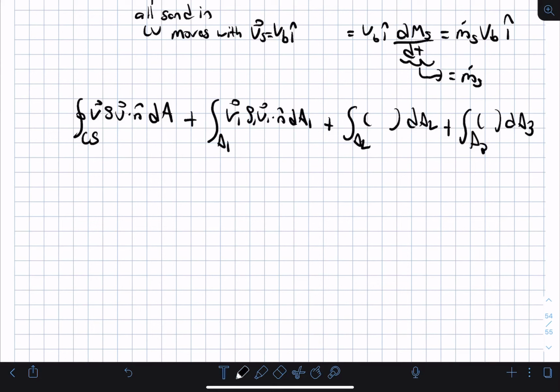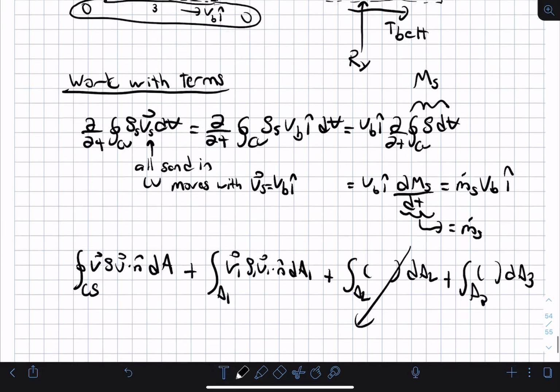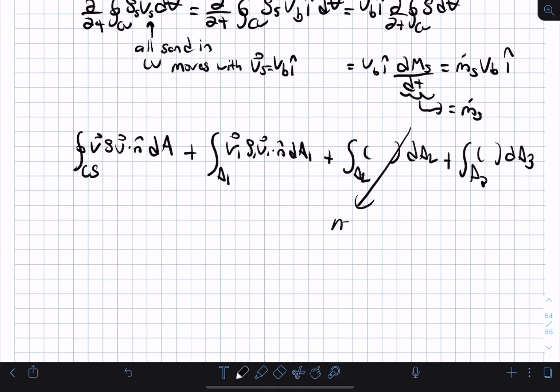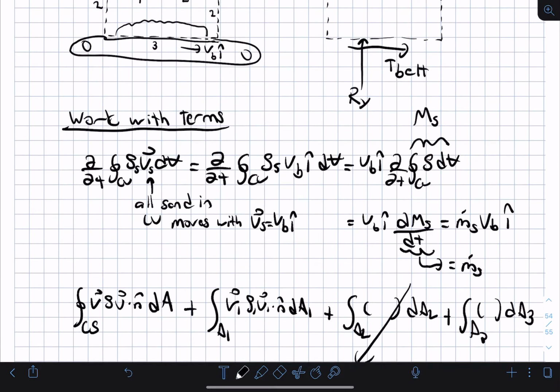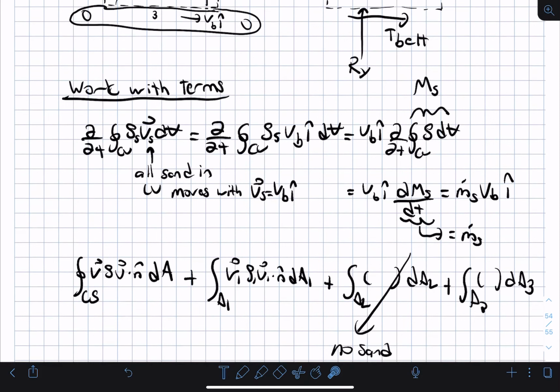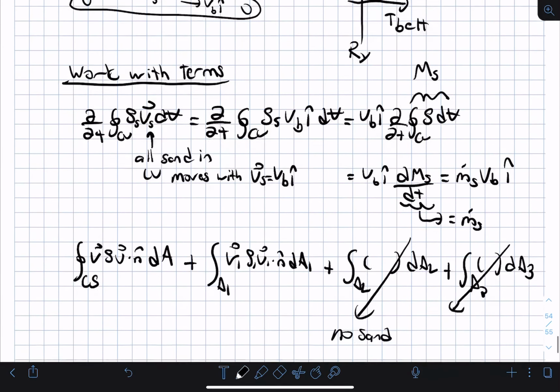Okay, and on dA2, if we scooch back up to here, A2 again was the portion of the control surface that was exposed to air but did not have sand falling through it. Okay, so that goes to 0 because there's no sand. And A3 was the portion where the sand meets the conveyor belt, and we're assuming the conveyor belt is impermeable. So v dot n hat for that conveyor belt is 0. So that's 0 also because it is impermeable.